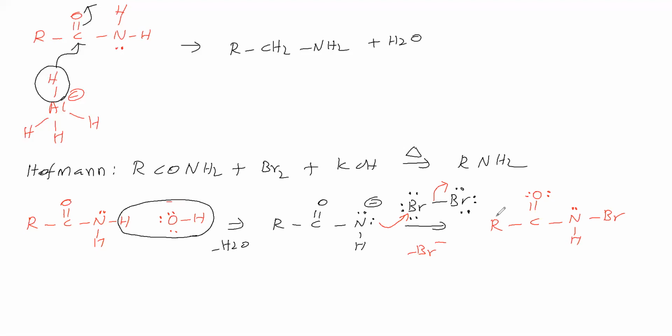The next step is again OH minus coming and abstracting a proton. This bond pair is shifting as a lone pair. So we get RCO N with 2 lone pairs, a negative charge, and Br. Next, Br is leaving as Br minus. This is a slow step. It is the rate determining step because a sigma bond is breaking.